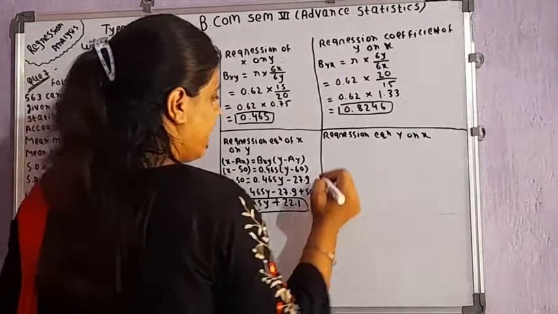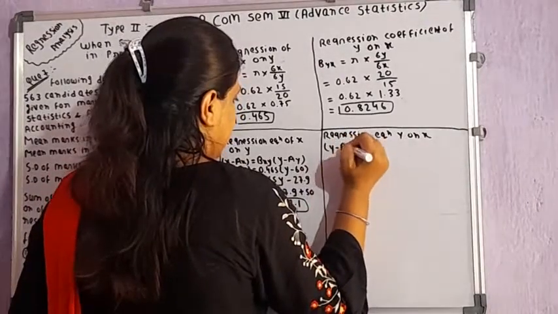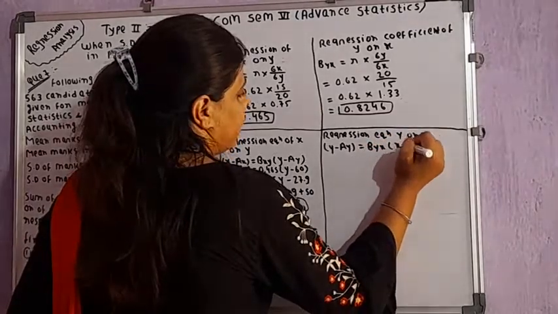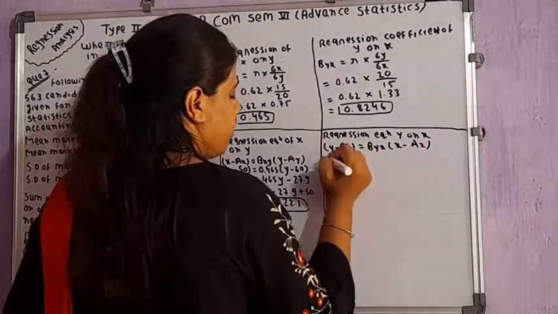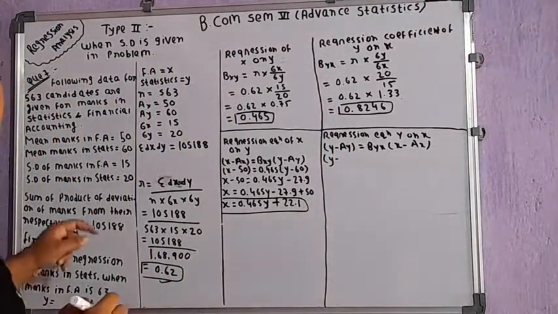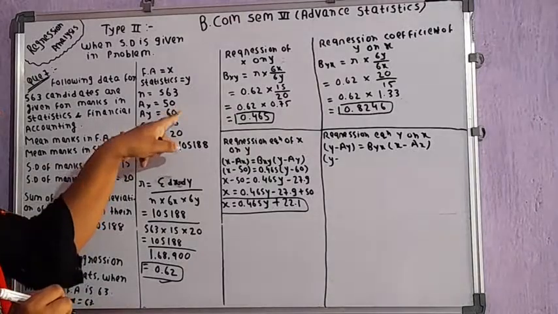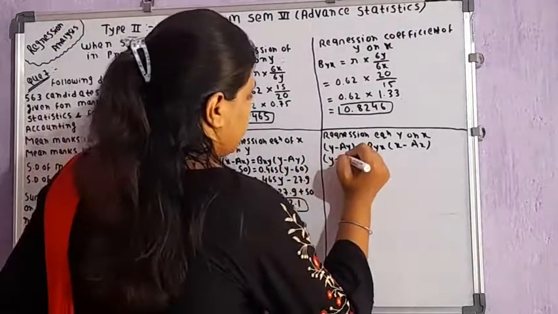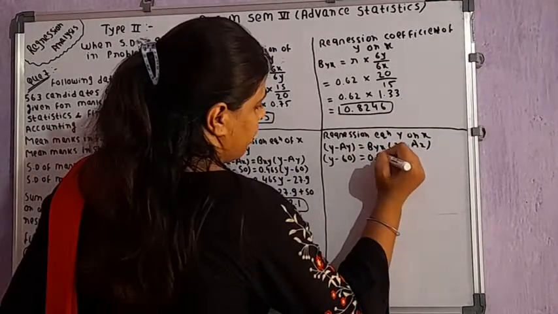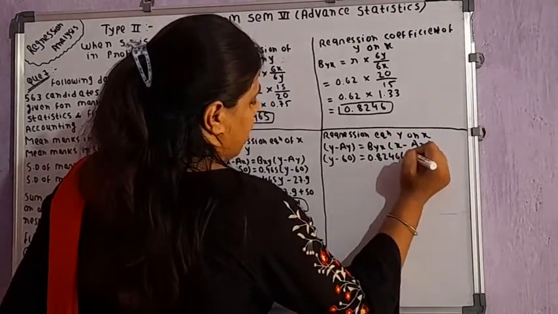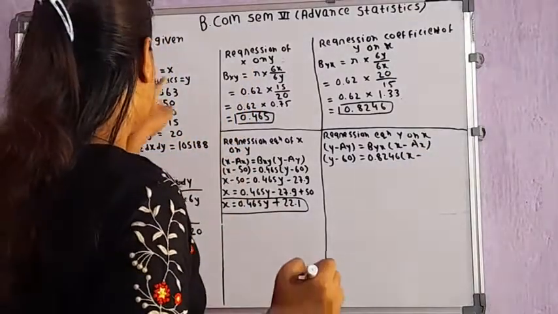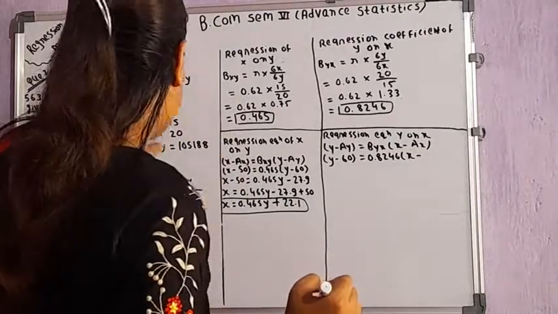What is the formula for that? Y minus ȳ is equal to b_yx into x minus x̄. Okay. Y would be as it is. What is the value of ȳ? That is the mean of the y series, mean of statistics. So it is 60. B_yx we have calculated as 0.8246. X would be as it is. What is the value of x̄? Value of x̄ is 50, the mean mark in financial accounting.